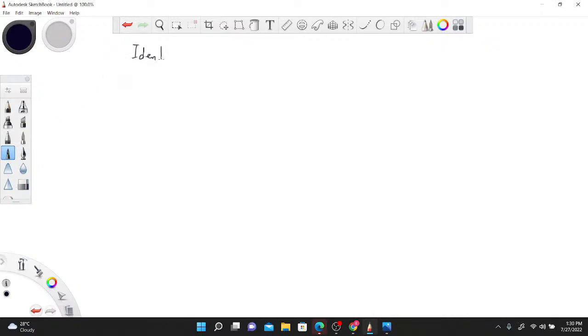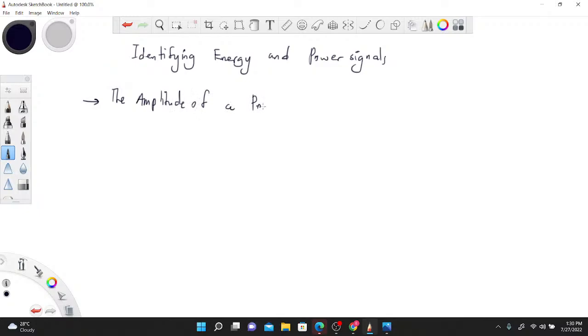So identifying energy and power signals. The amplitude of a power signal, please note, is constant from negative infinity to infinity. All right.